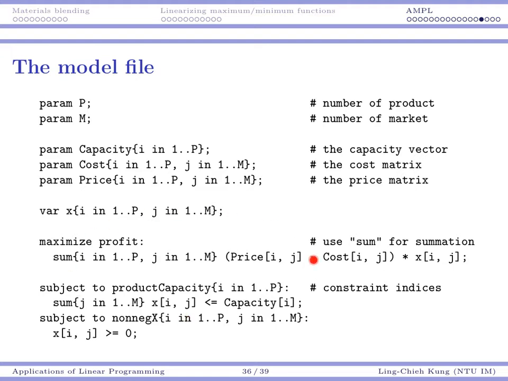Then the remaining things are defining the model. I have variables, and now I also have a two-dimensional variable. So the way to define it is just like defining those matrices here.